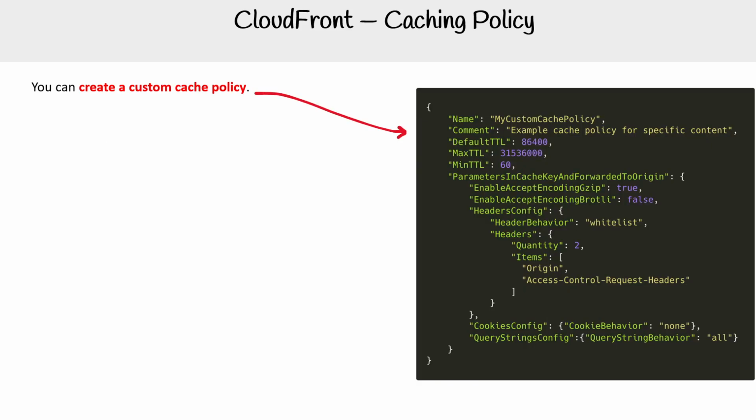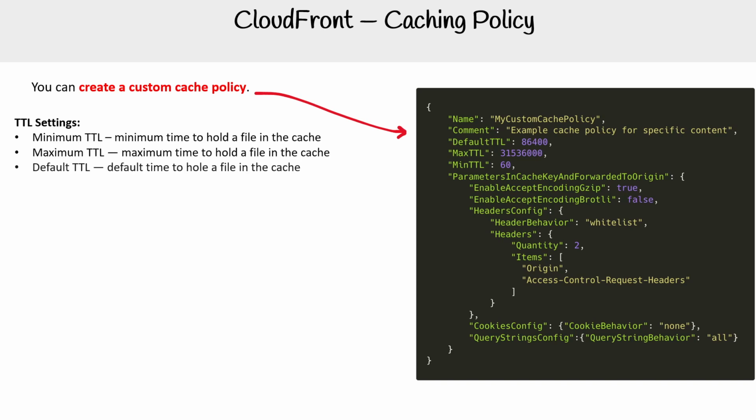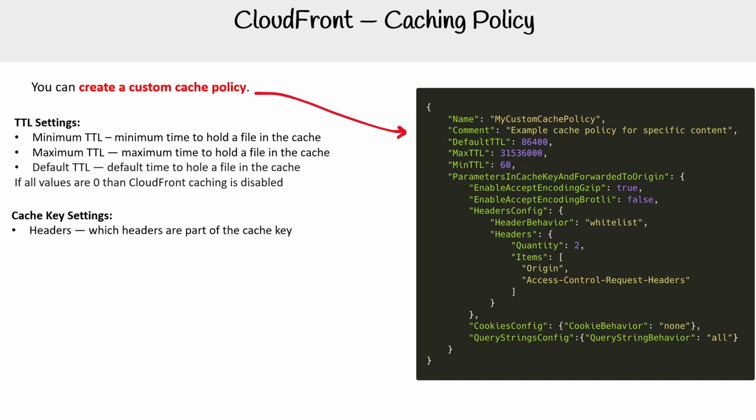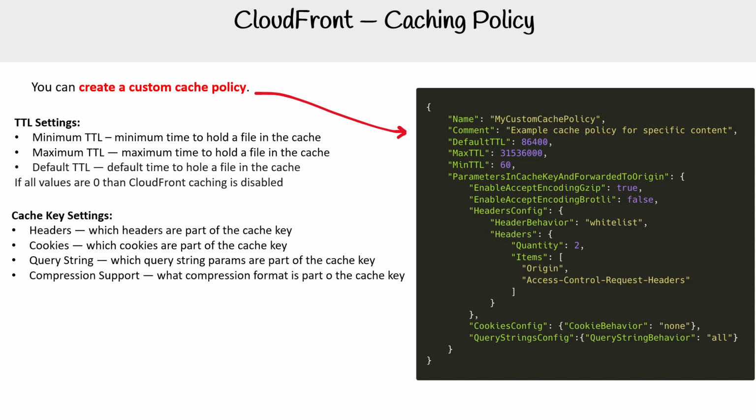Now you can create a custom cache policy. And so we'll have settings for TTL. So you have your minimum, your maximum, your default. If all the values are zero, then you basically have disabled the cache, okay? You have cache settings. So you could be having a cache policy for headers, for cookies, for query strings, for compression support. So yeah, there it is, okay?